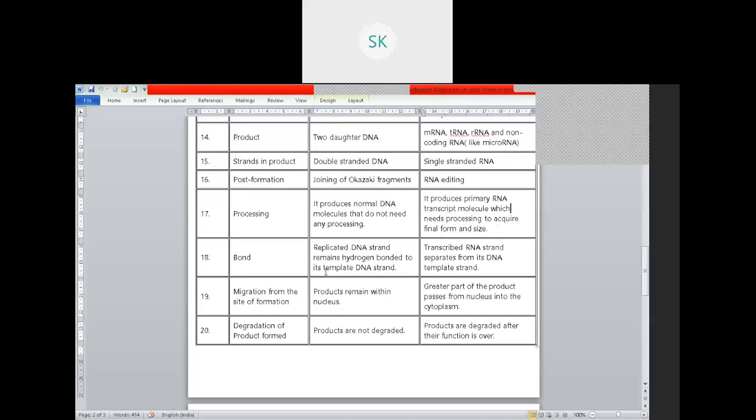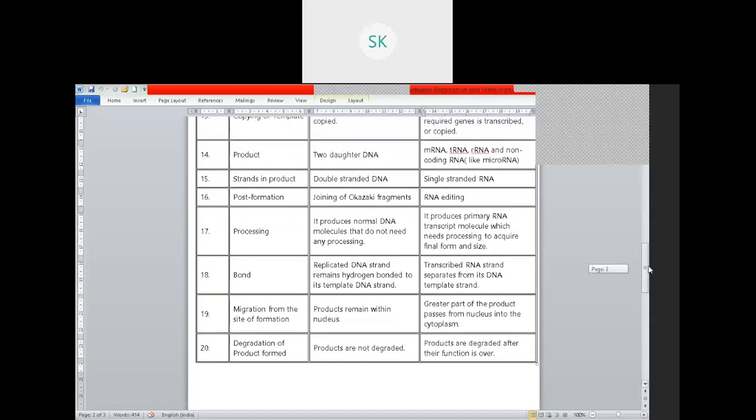And the replicated DNA strand always has hydrogen bonds, and it has two strands. Here, we don't have hydrogen bonds. Why? Because after formation of mRNA, it is separated from the main strand. RNA has only a single strand. That's why there are no double bonds present in it.